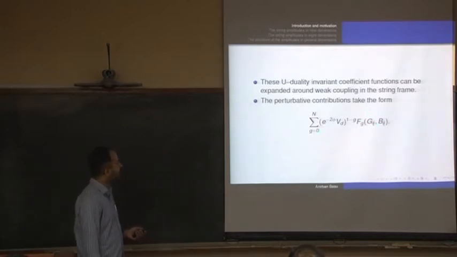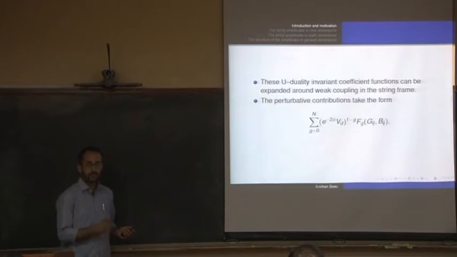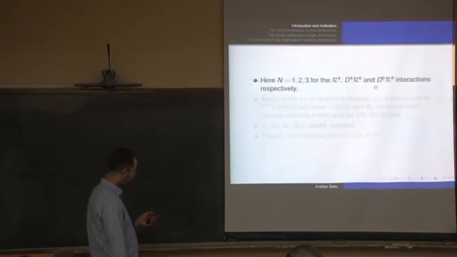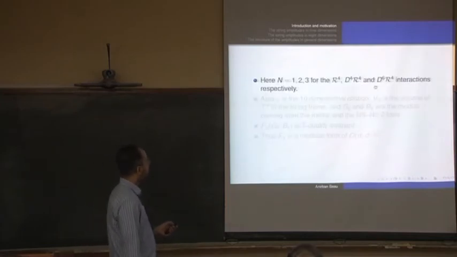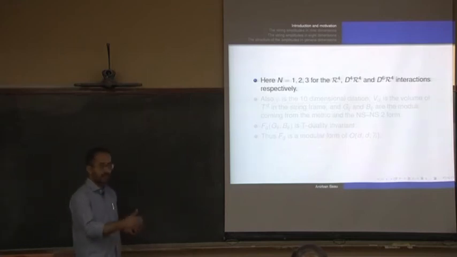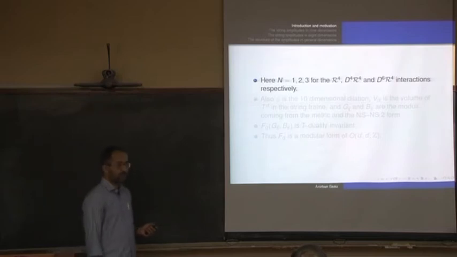Generically we would expect this g to go from 0 to infinity for a generic set of interactions. But these BPS interactions are special. For the R^4, D^4R^4, and D^6R^4 interactions, g is finite. So R^4 receives contributions only at genus 0 and genus 1. D^4R^4 receives contributions at genus 0, 1 and 2. And D^6R^4 receives contributions at genus 0, 1, 2 and 3. And it stops beyond that.